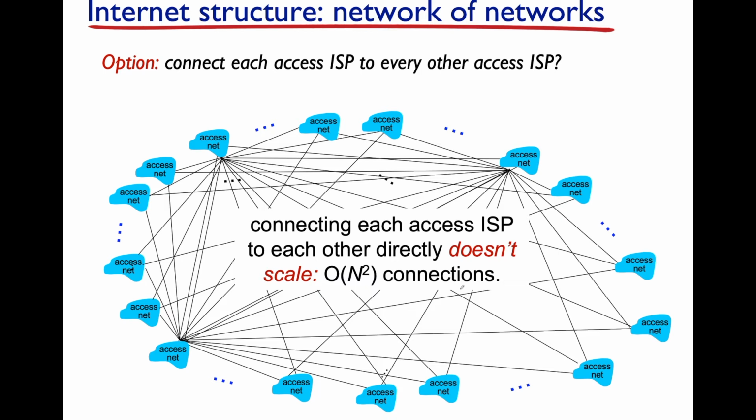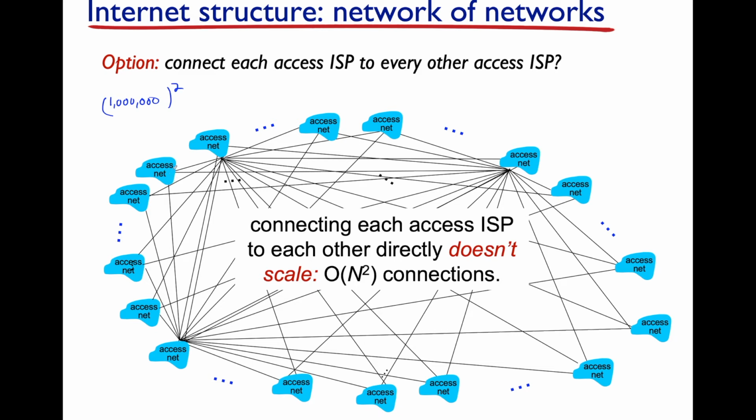But of course, this doesn't scale, because the complexity is big O of n squared for the number of connections. So if you had 1 million ISPs, that would be on the order of 1 million squared many connections. That's a lot of connections. And I don't know about you, but if you were an access network, I'm sure you don't want to have 999,999 different links going out of your access network.